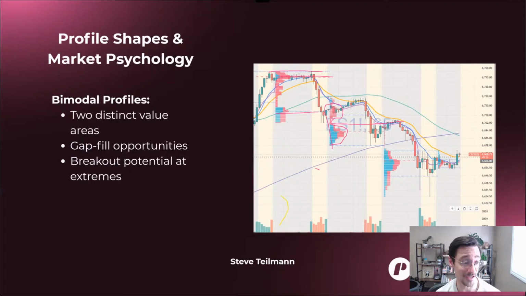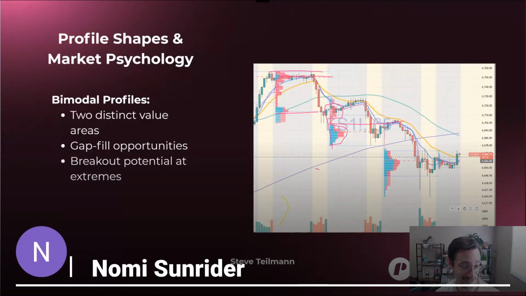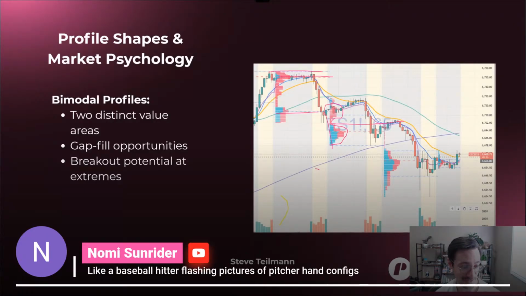It helps me formulate how I'm thinking too. So, what else we got? Nomi saying like a baseball hitter, flashing pictures of pitcher hand. I like that. Yeah, exactly. So you're just internalizing this stuff, and this is how I like.